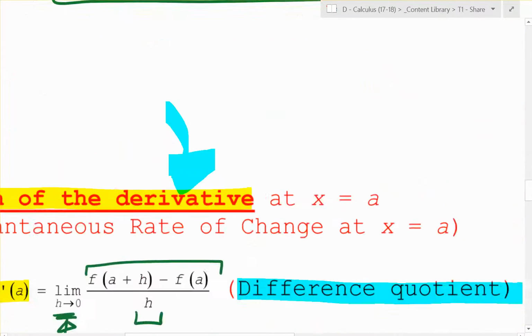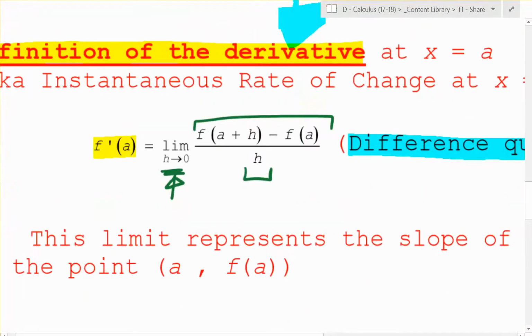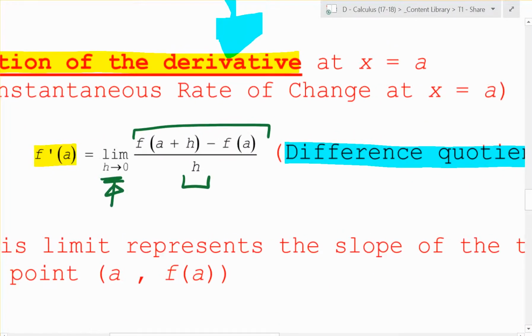So the derivative helps us find that. And we can write the derivative right now as a limit. And in this case, it's called the difference quotient.